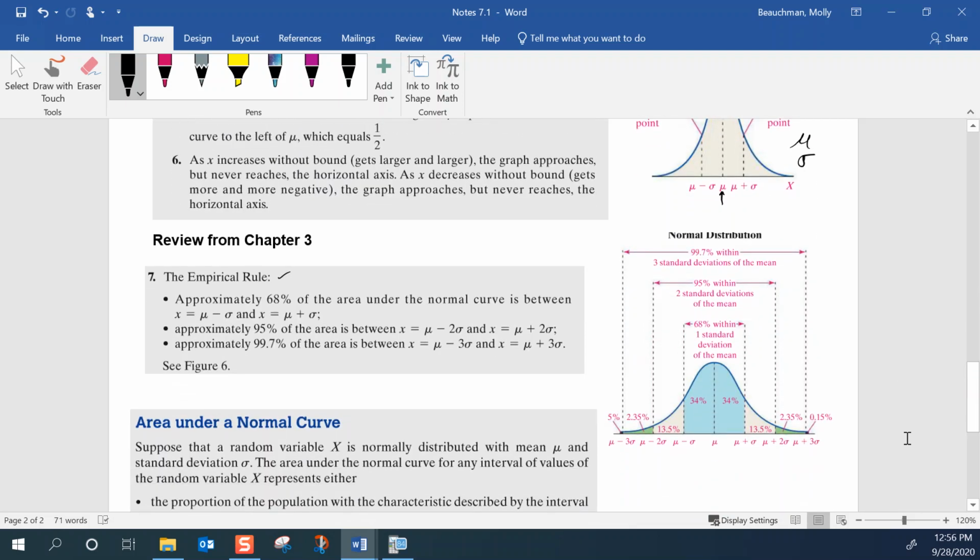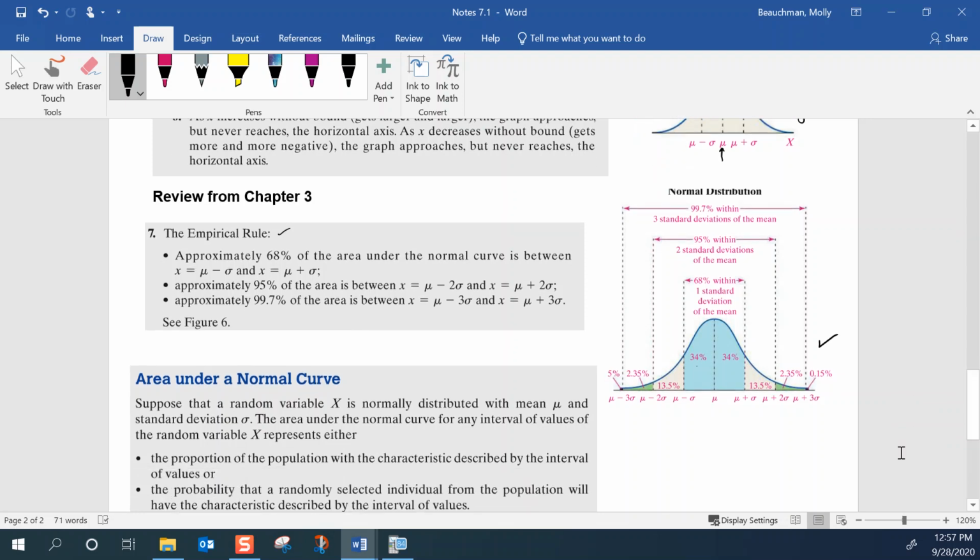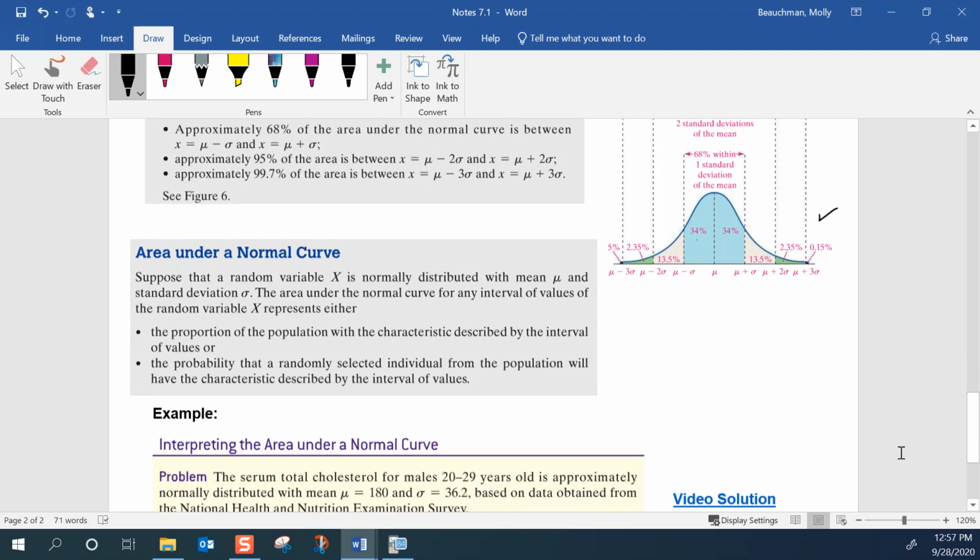So back from chapter 3, the empirical rule said that about 68% of the data falls within 1 standard deviation, and that's an approximation. About 95% falls within 2 standard deviations of the mean, and about 99.7% falls within 3 standard deviations of the mean. So this is just a reminder that you've worked with the normal curve before, but we've just used approximations instead of finding areas exactly. So what does the area under the normal curve mean?